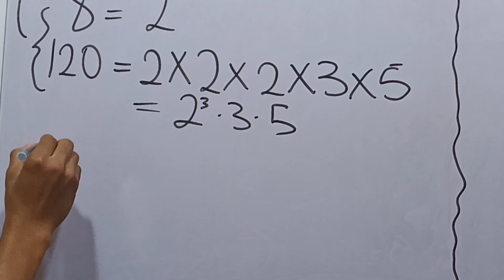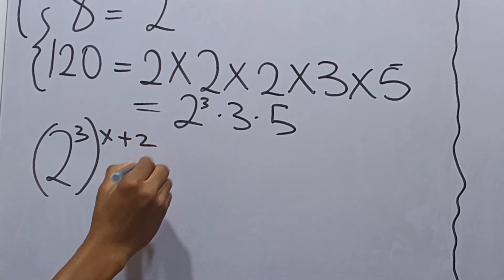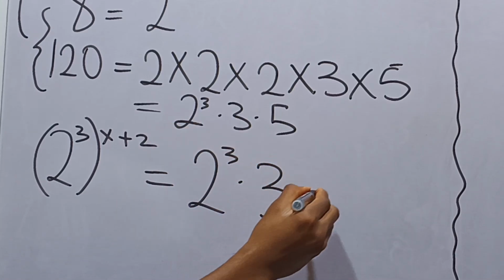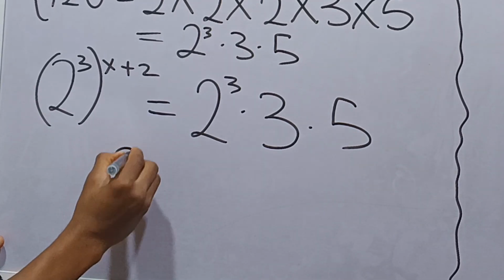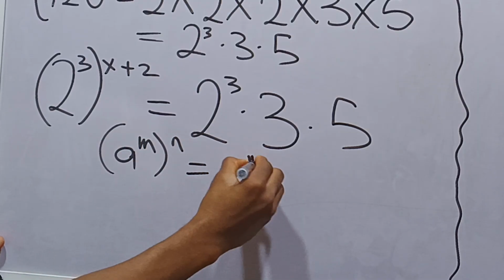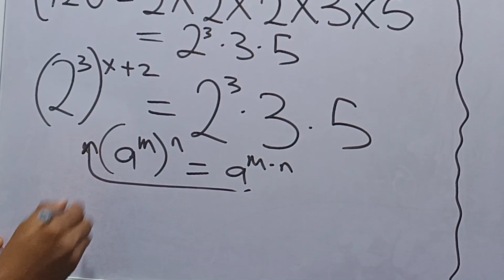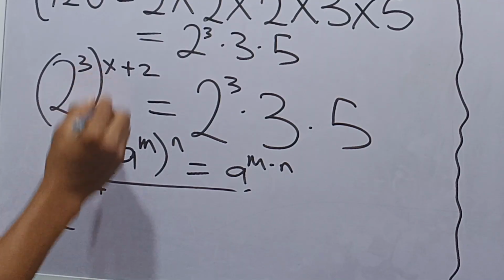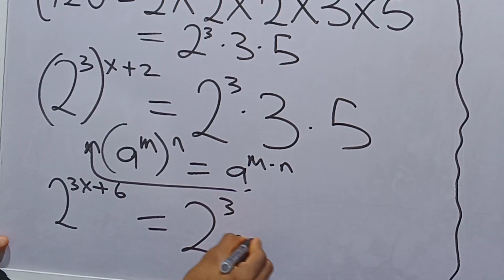Okay, so that we're going to have 2 raised to the power 3 raised to the power of x plus 2 to be equal to 2 raised to the power 3 multiplied by 3 multiplied by 5. Right? Now moving on from here, when you have a to the power of m raised to the power of n, it's equal to a to the power of m multiplied by n. Applying this law here, we're going to have that this becomes 2 to the power of 3 times x is 3x plus 3 times 2 is 6 to be equal to 2 to the power of 3 multiplied by 3 multiplied by 5.